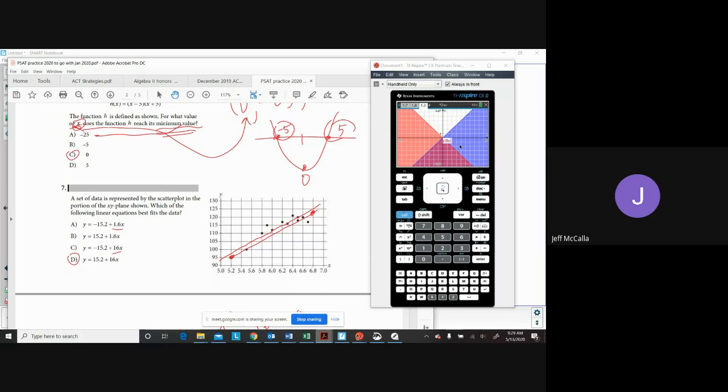This point was 6.8 comma, I think, like 122 or something. And this point looks to be 5.2 comma 95. If you just find the slope formula between those 2 points, that would be 122 minus 95 over 6.8 minus 5.2. So you want to get your calculator out.